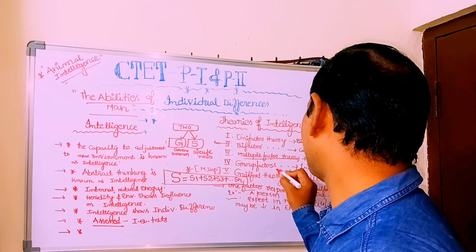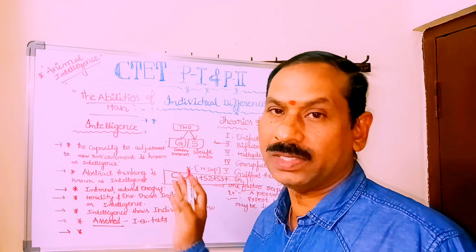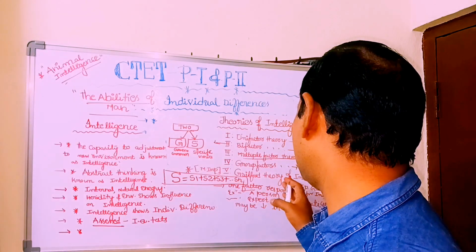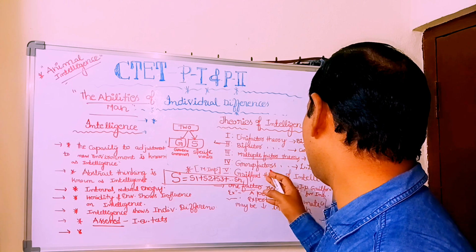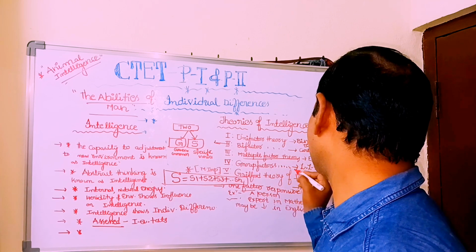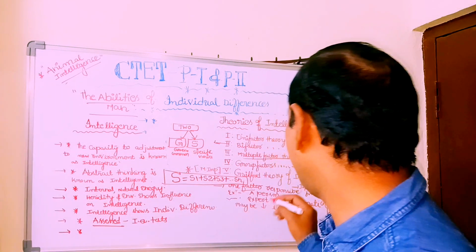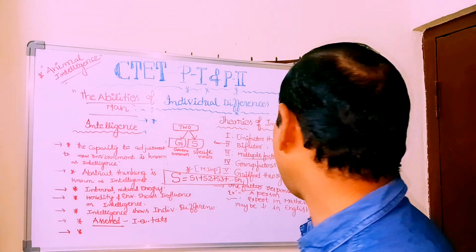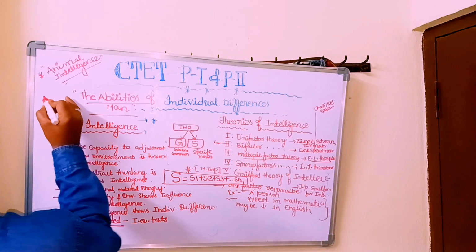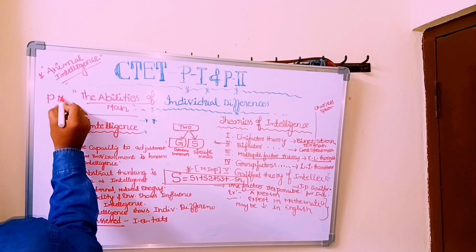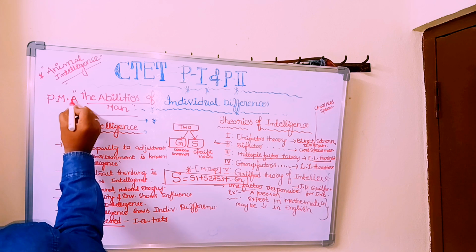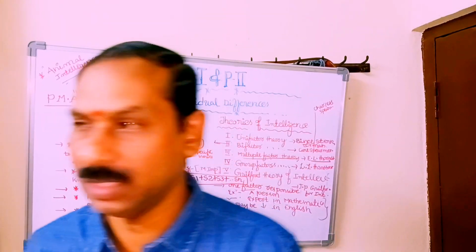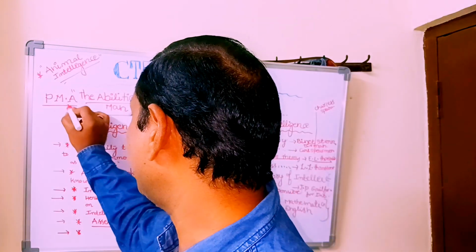And next, the group factor theory. Group factor theory was introduced by L.L. Thurstone. This is also known as the primary mental abilities theory. In Telugu it is known as Prathamika Manasika Samarthyala Siddhantam.